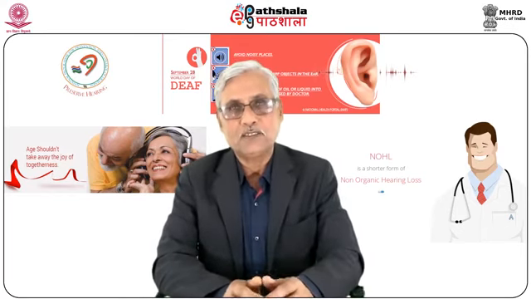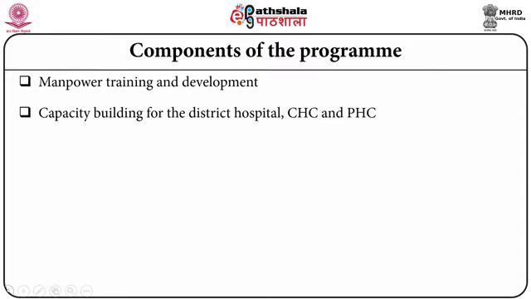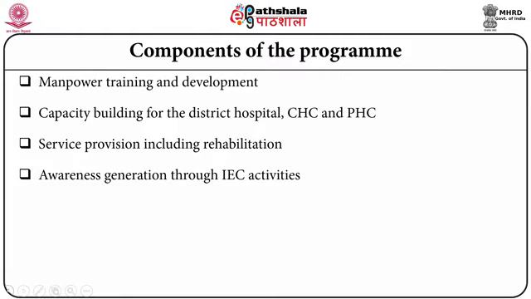Now, components of the National Program for Prevention and Control of Deafness are: number 1 is manpower training and development. Number 2, capacity building for the district hospital, community health centers, primary health centers. Number 3, service provision, besides curative services, rehabilitation, wherever needed, it should be done. And then awareness generation through information, education, and communication activities. Last but not least, monitoring and evaluation.